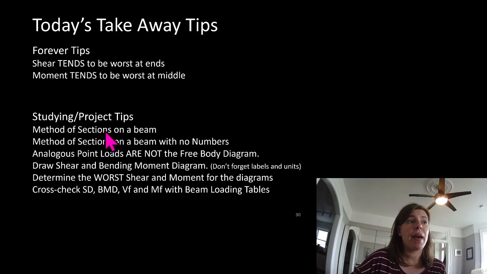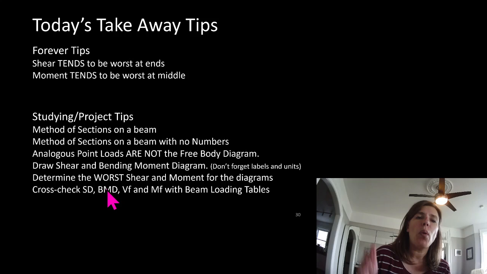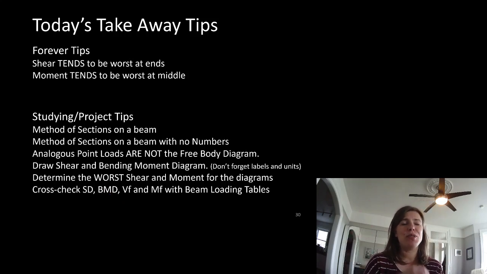Things to help you study. You should know how to do method of sections on a beam. You should know how to do method of sections with no numbers. Analogous point loads are not free body diagrams. Do not draw that as your free body diagram. You should know how to draw shear and bending moment diagrams. Don't forget to label, and don't forget to put on units. You should know how to determine the worst shear and moment from those diagrams or by calculation. And you should be able to cross-check your shear force diagram, your bending moment diagram, your worst case shear and your worst case moment with beam loading tables.